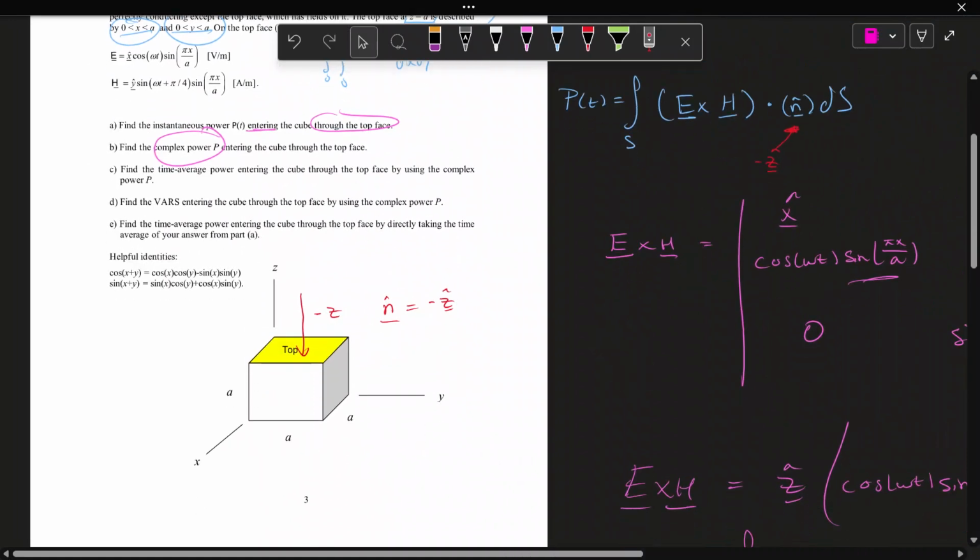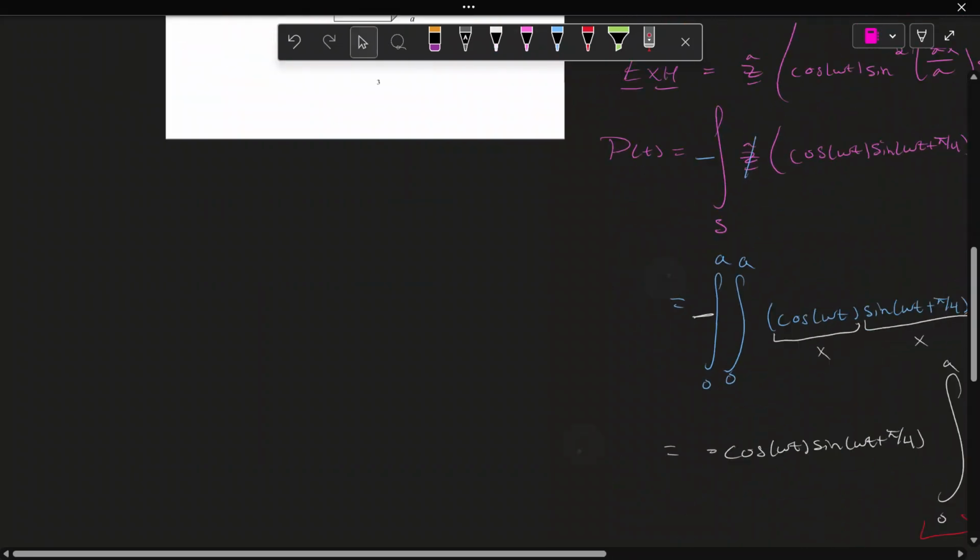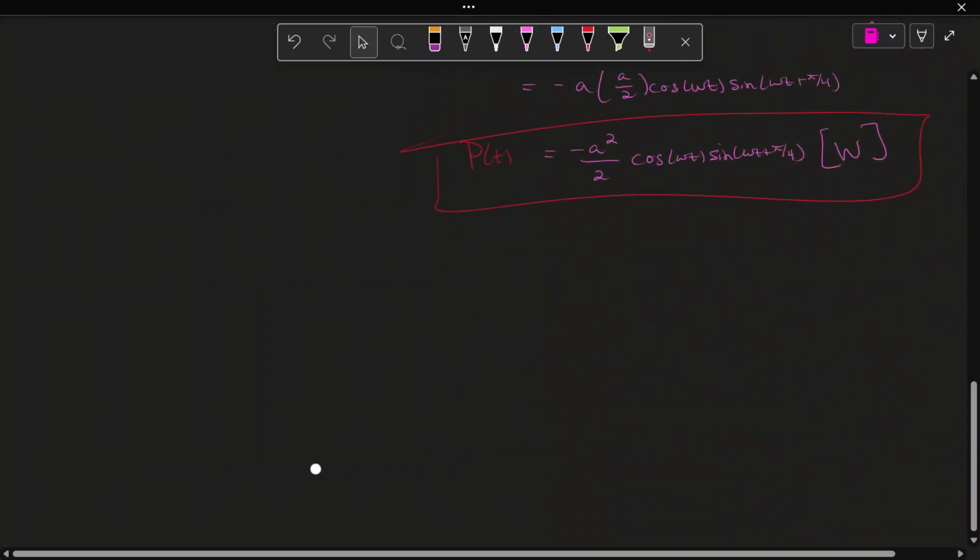Complex power through the top face. Again, through the top face. So this will be negative z hat. Be very careful with the wording. So part B. We need PC through top face. This means negative z hat. So what is the complex power?